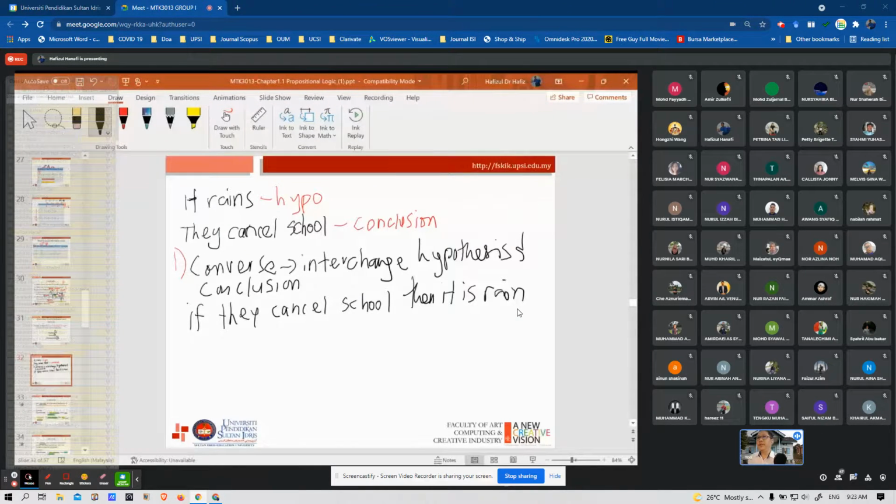Okay, this one is for the converse. You need to interchange the hypothesis and conclusion. Just interchange the hypothesis and conclusion, just switch the position.